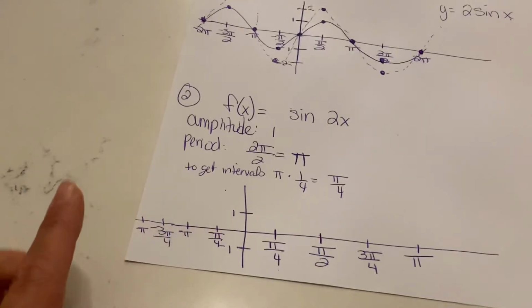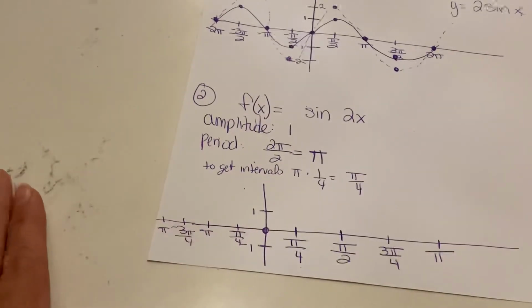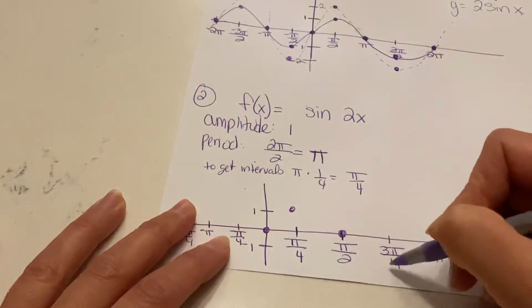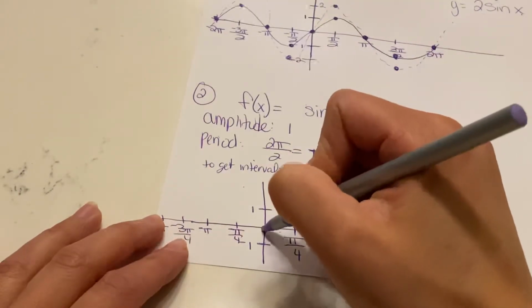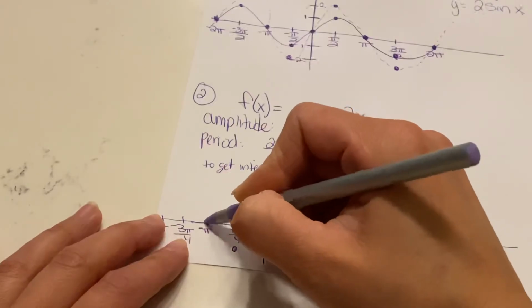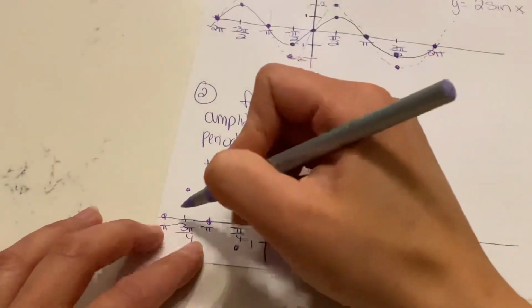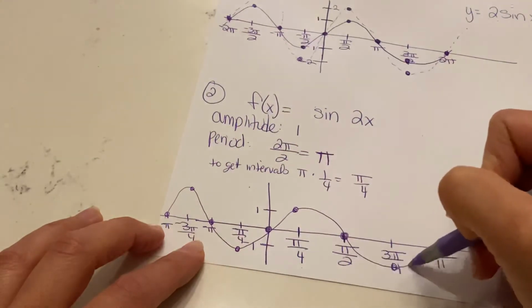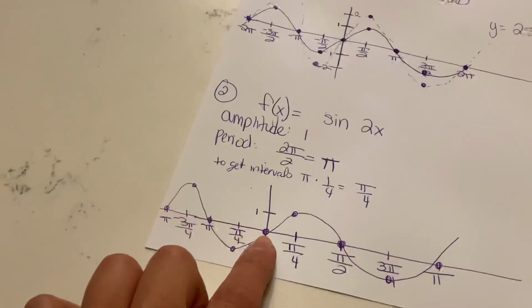Now, again, this is sine, so it always goes through the origin. So I'm going to go up, down, down, back up. Follow the same pattern. Down, and then it goes up and comes back down. So this is how your graph should look. And that's for sine. You have to memorize it. Sine always goes through the origin.